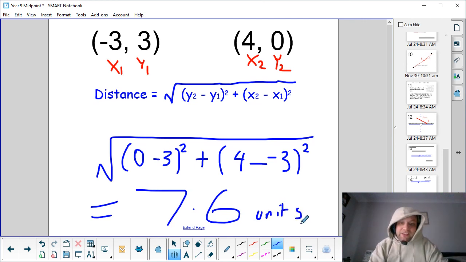It's 7.6. So today, 2 new formulas. Midpoint formula, you've got to find x and y. 2 different answers. Put them in a coordinate. And then distance formula. Have a go at it. Try and get the numbers in the right spot. Find some distances. And if you type the buttons on your calculator correctly, the square root button, the brackets, the squared, you'll get the right answer. All right, good luck.